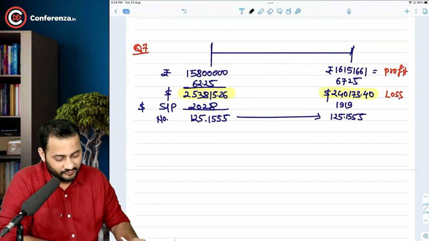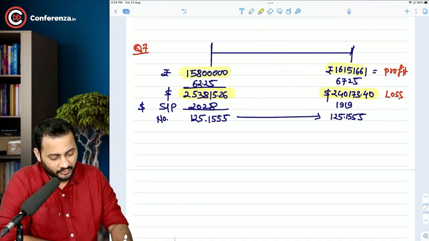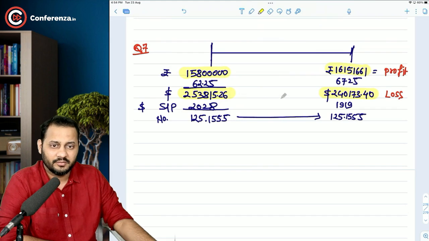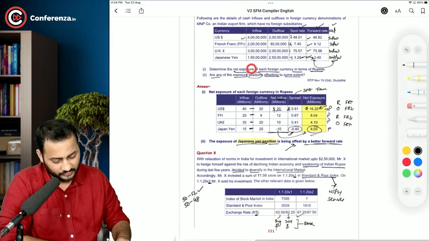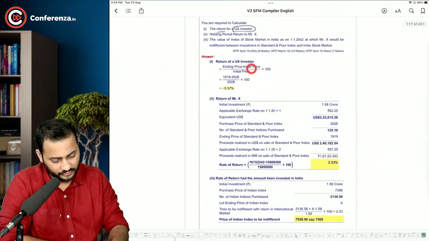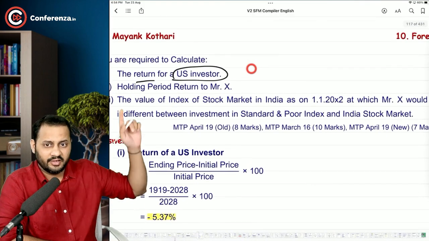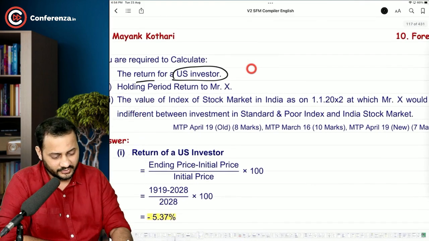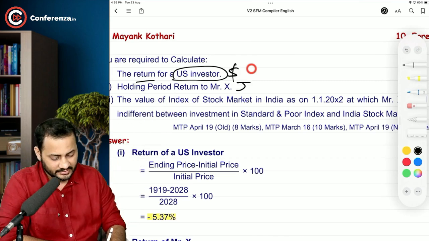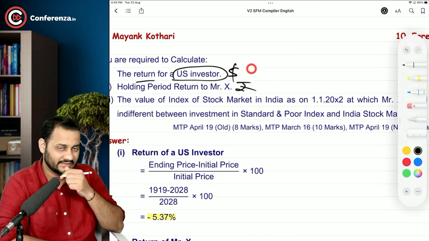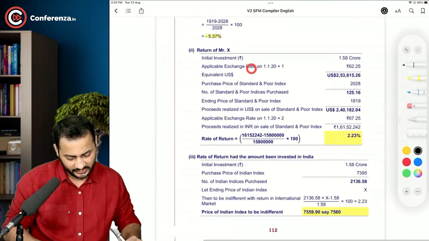loss. So now if the question is asking you the profit or loss in terms of dollar, you can calculate the difference between these two. In terms of rupees, you can calculate the difference between these two. Okay, so let me just go through the question. The return for a US investor, this is in dollar. Holding period return for Mr. X, that means he is from India, so that is rupees. Let's first find out these two answers.